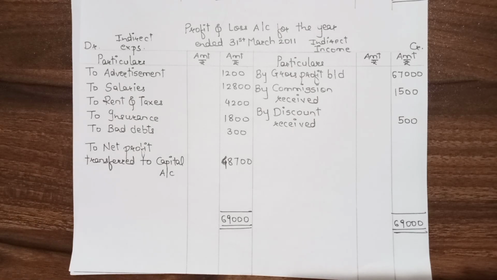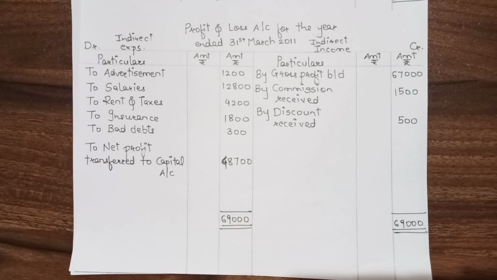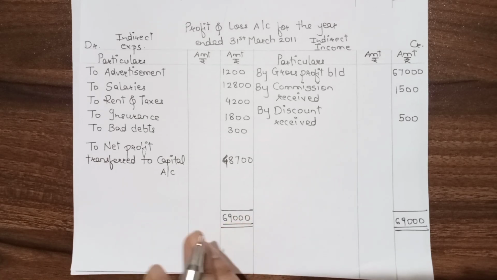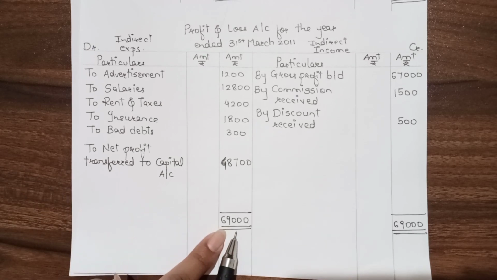Now here I've done the same thing which I did in the trading account. I did the total of the credit side and the debit side, and I compared both sides. The credit side was greater than the debit side, so I subtracted the debit side total from the credit side's total. The amount I got was 48,700. And remember, whichever side's total is greater, whether it is debit or credit, you have to tally it with that amount. You have to write the final, greater amount down here.